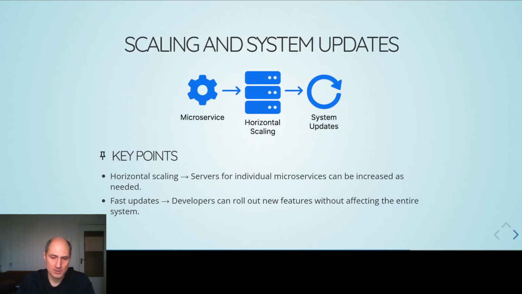Scaling and system updates. The next step, what happens here? If system load increases, microservices can be scaled independently. For example, if order volume spikes, the service responsible for payment processing can be scaled up accordingly. System updates occur without downtime, as each service can be updated individually without restarting the entire platform.